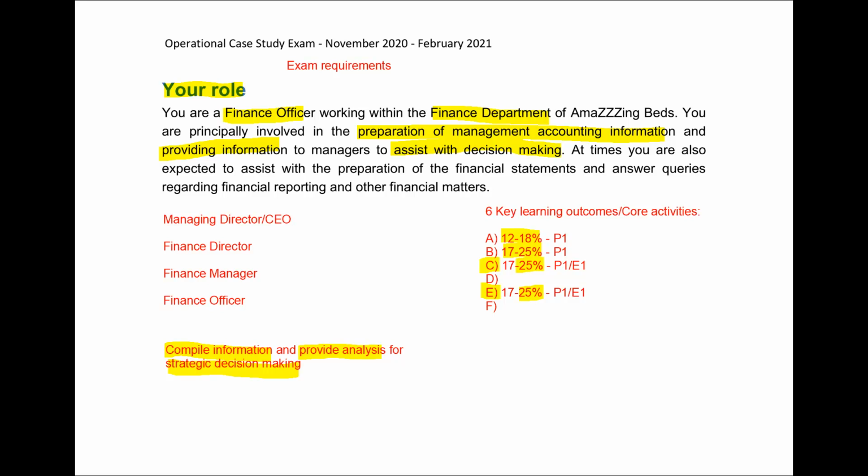So what we can clearly say based on our knowledge of the key learning outcomes and of this role that is set up by CIMA is that the P1 exam is going to form the backbone of this operational case study exam.